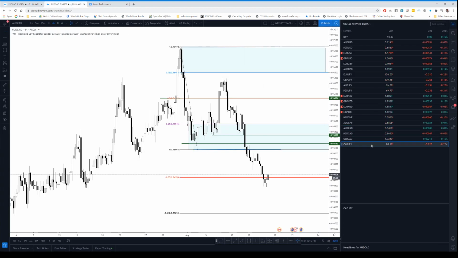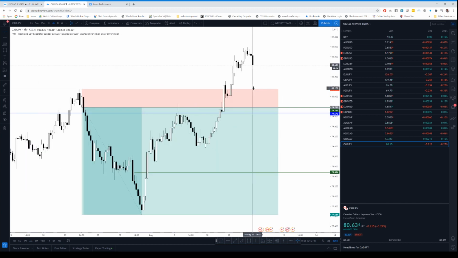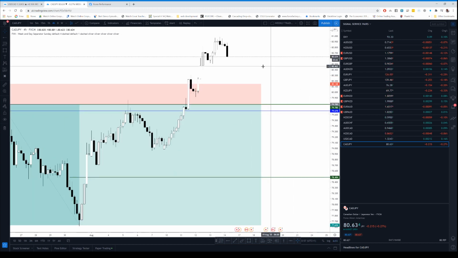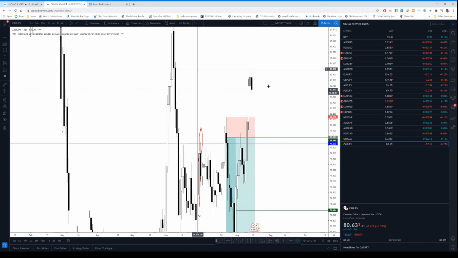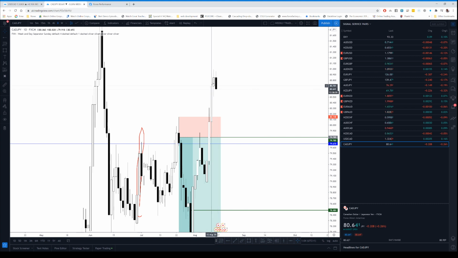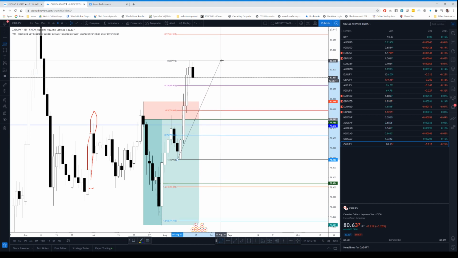Okay, CAD yen, if we do break this low, I'm all in. Yeah, I want this down candle to break. If that one breaks, or swing high potential forming, that will break this low, and then we will see at least a retracement to 50% of this range.